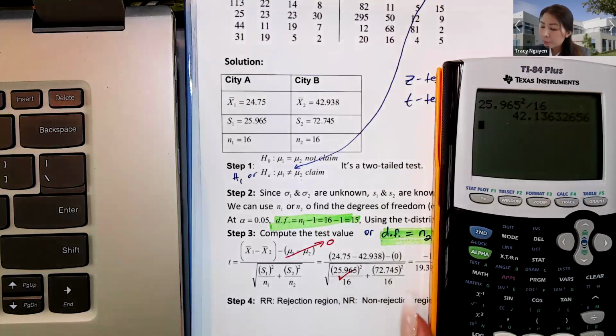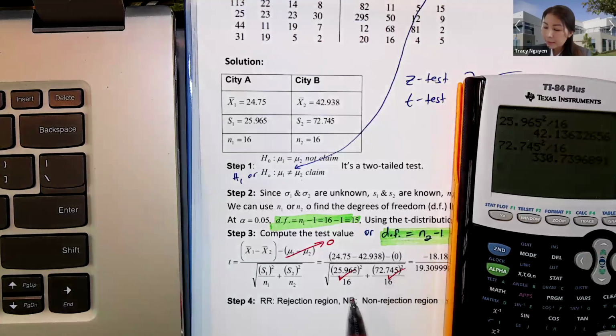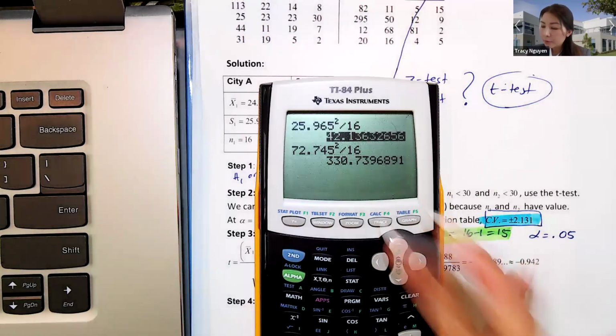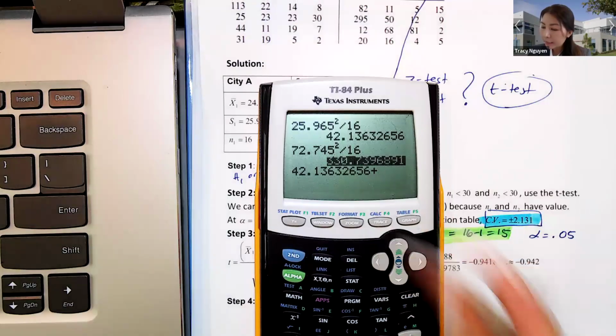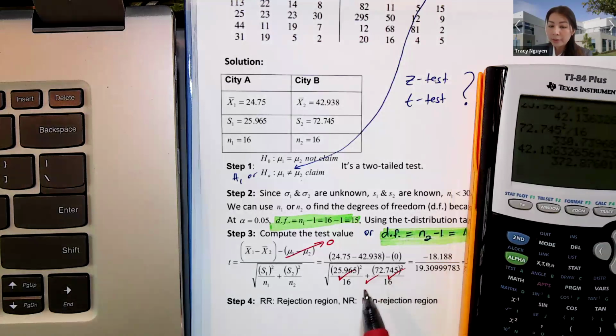Next is 72.745. We square this and divide by our n value of 16 as well. I'm going to check this off. Next, I'm going to add the results together and take the square root. So go up to the first answer, add it with the second answer. That means I'm done with the addition. The advantage of putting a check off on what you are computing here is that it reminds you not to forget the square root.